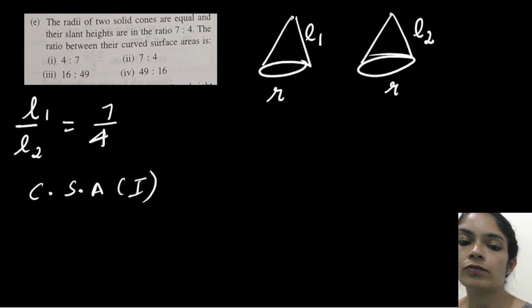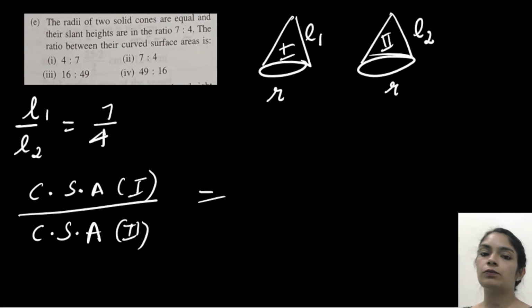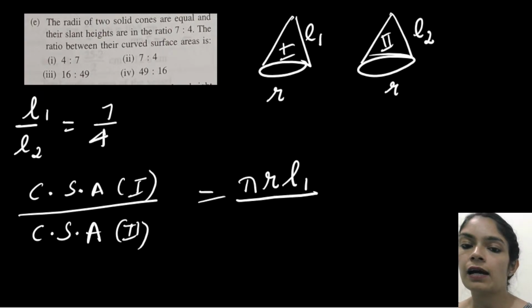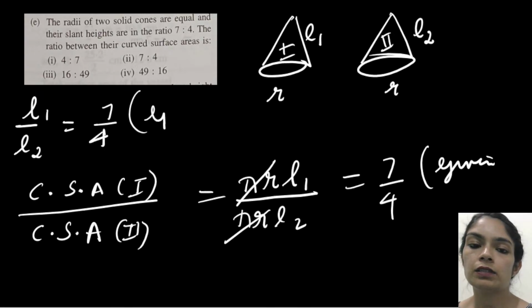So the curved surface area of the first cone to the curved surface area of the second cone. First of all write the fraction of whatever ratio we have to find. Now the curved surface area formula is pi r l. L of the first cone is L1, r is r only. The second one is pi r L2. Pi r and pi r will get cancelled. So the ratio is L1 by L2, which is 7 by 4. It's given to us already.